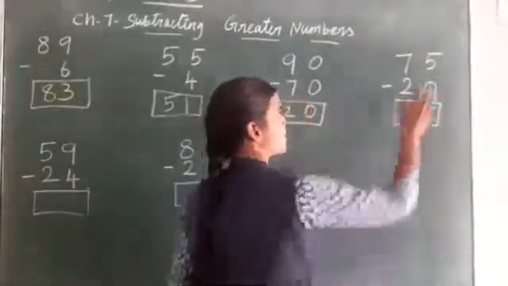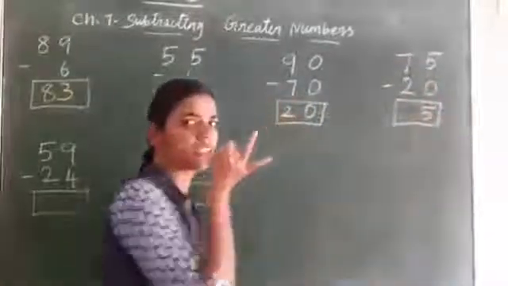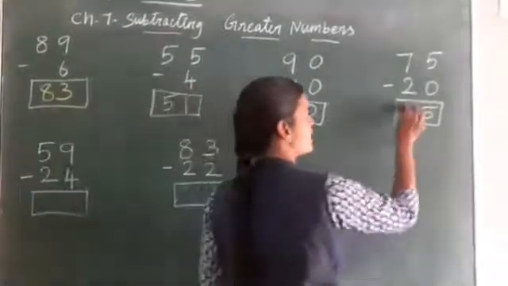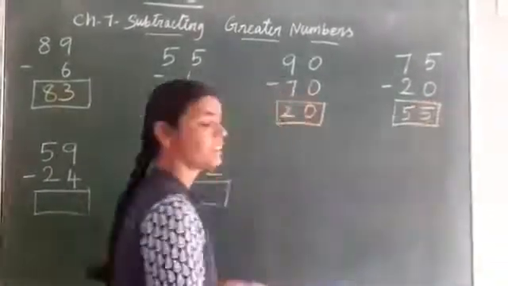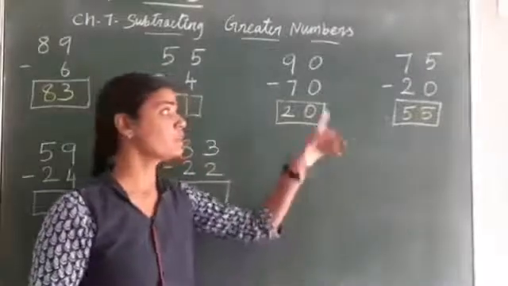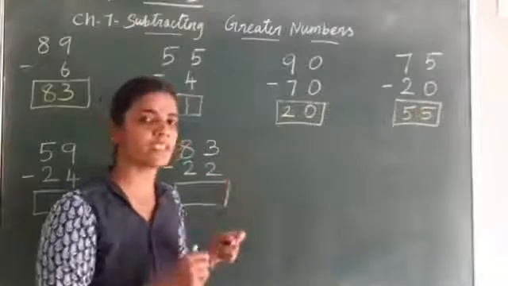Next, 7 minus 2. 7 in the mind, 2 in the finger. 7 before, 6, 5. The answer is 5. So recall everything one by one. You have to do it along with me in your note itself. Then only it will come with practice.